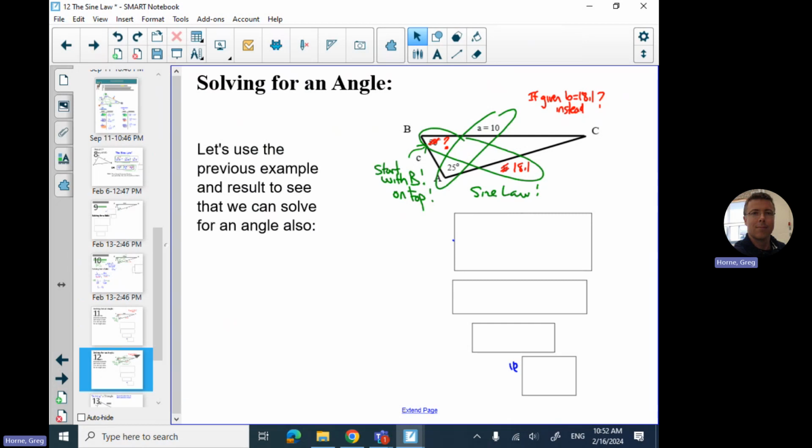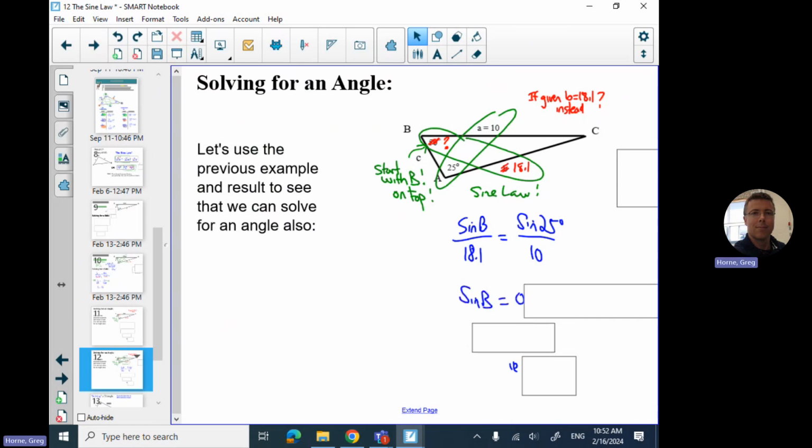You're going to have sine of B. We're going to start with sine of B, and it's going to be over the 18.1, right? You might as well start with the one you're looking for on the top. Makes your algebra easier. And so sine of B over 18.1 is going to be the sine of the other angle over the other side. So the sine of 25 over the 10.